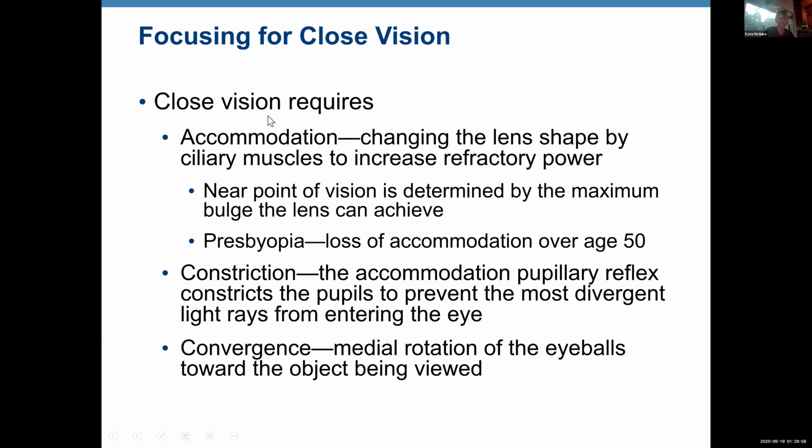Constriction is also required for close vision. It's the accommodation pupillary reflex that constricts the pupil to prevent the most divergent light waves from entering the eye. So for close vision, remember your pupil is constricted. For far vision, your pupils are dilated. And convergence is another requirement for focusing for close vision, and it's a medial rotation of the eyeballs towards the object being viewed. So your eyes converge to the midpoint.